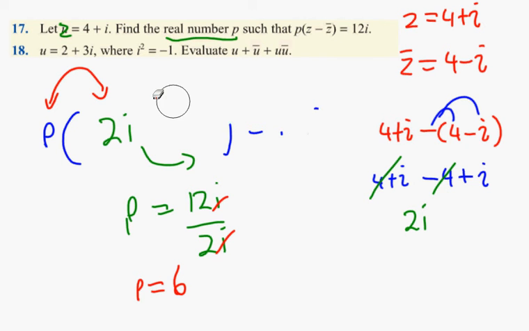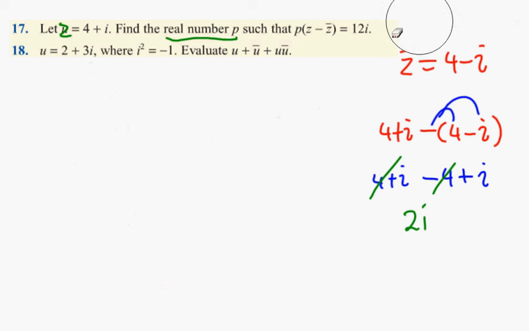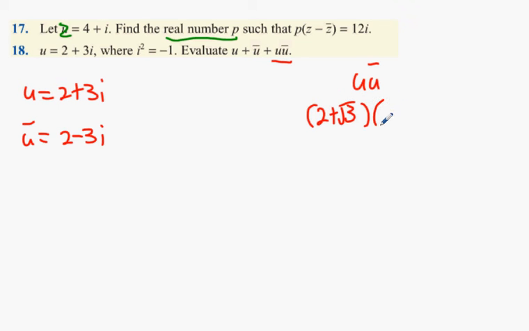Okay, if you have a look at question 18, once again, it looks tough, but isn't actually that bad. You get U, then you find out what U bar is. Anybody tell me what U bar is, the conjugate of U? 2 minus 3i. Can anybody tell me what U times U bar means? Multiply them. How do you know they meant multiply them?